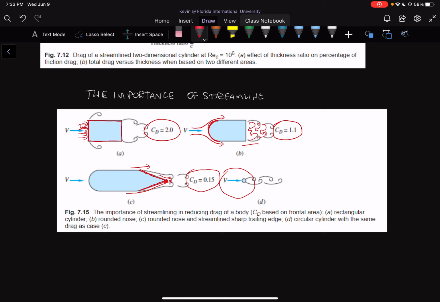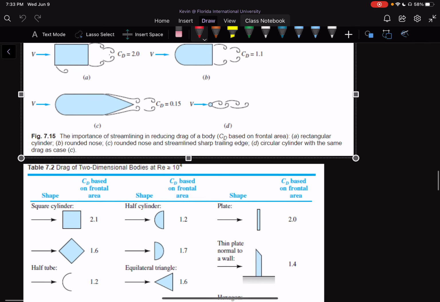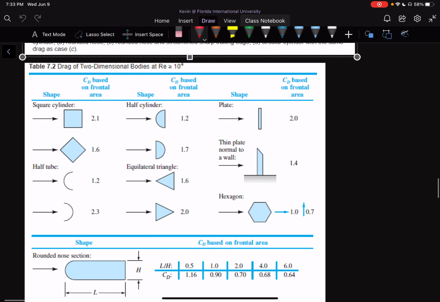Okay, so that's going to be very important and interesting as we move forward. Some more interesting things in your book is that they give you some values for CD for many different shapes that you can use, from experimental testing, essentially. From experimental testing, they've been able to come up with a lot of different values for CD for standard shapes. And you can use these values as reference when you're either designing or when you're solving problems.